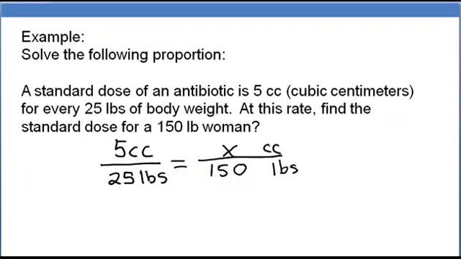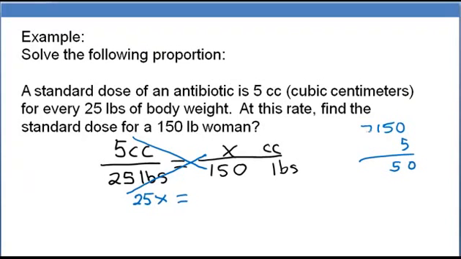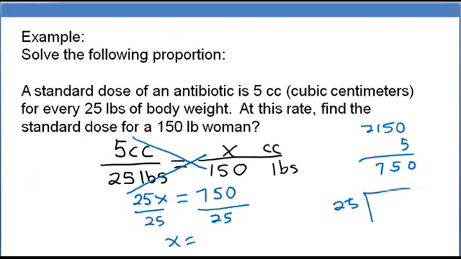Right, now you're set up. It's a standard problem. We will go on the diagonal to get our cross product. 25 times x. 25x equals 5 times 150. Can do that on this side. It's 750. And then we divide by 25. So 25 into 750. And that's going to go 30 times.